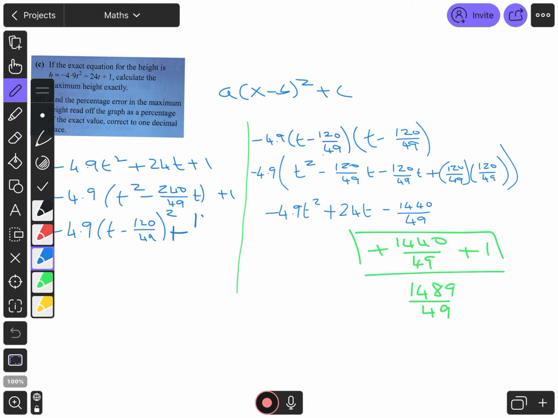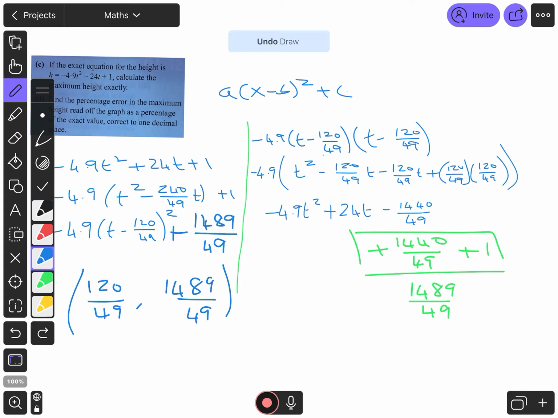So all I have to do is put plus 1489 over 49. And now I know from what we were saying about this bit here that this and this are going to be my maximum point. So my max point is change the sign in front of the one on the inside, and I keep the sign of this one over 49. But the last thing we have to be careful of here, that's the maximum point. They want the maximum height. Height is along the y-axis, so I'm taking the y point. So 1489 over 49.